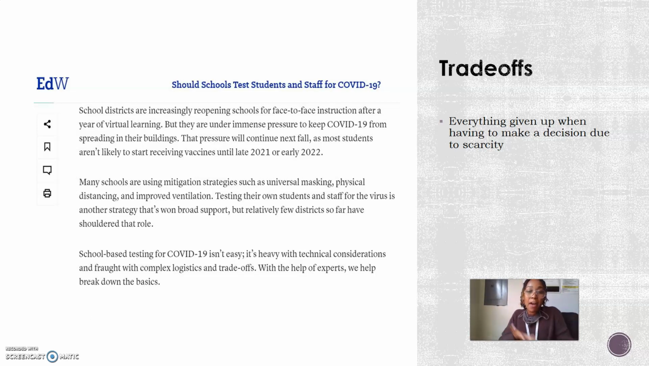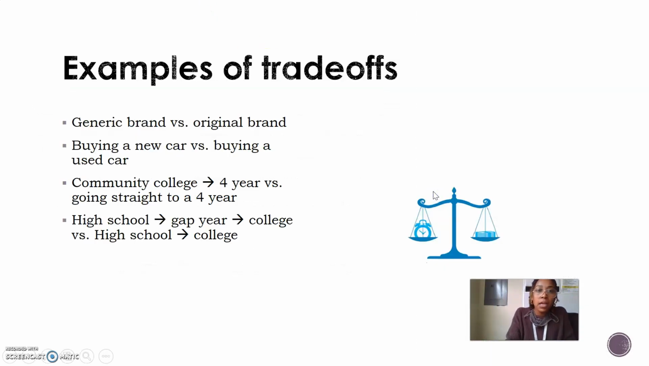Like, how expensive might that be? You have to talk about the opportunity cost as well with that. Examples of trade-offs could be buying a generic brand versus the original brand. Like, okay, I really like Coca-Cola, but this generic brand is cheaper, but Coke just tastes a little bit better. It just hits different.